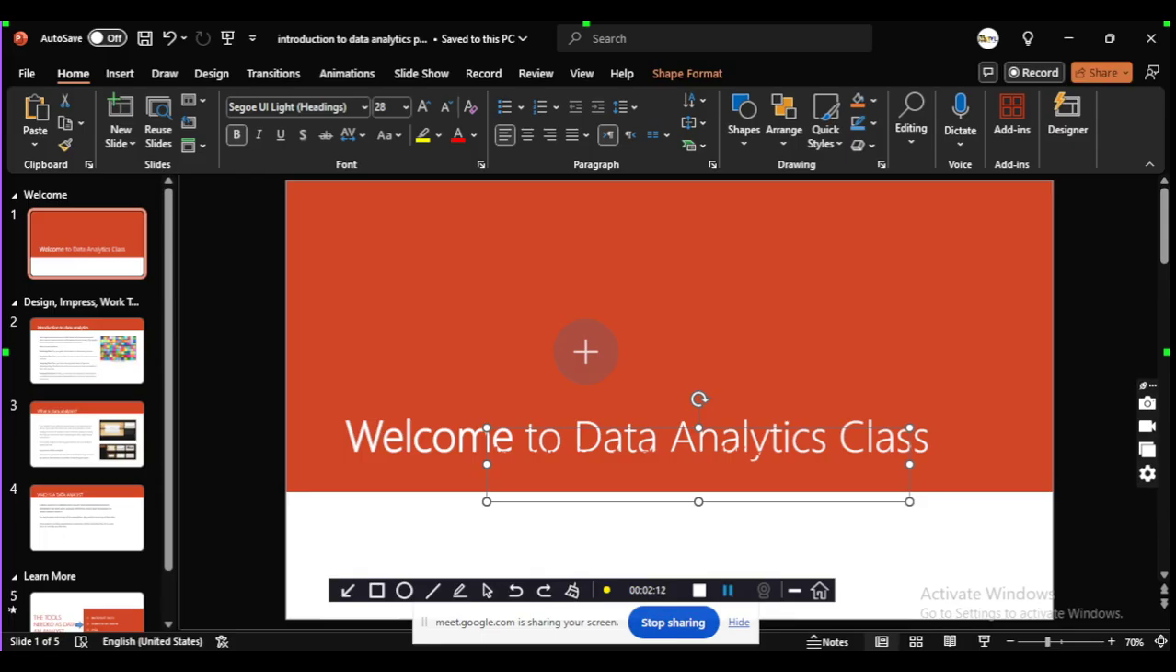So let me start. We start with the introduction to data analysis. Before we start with data analysis, what is the meaning of data? Data simply means unprocessed information. We can say it is a collection of facts.